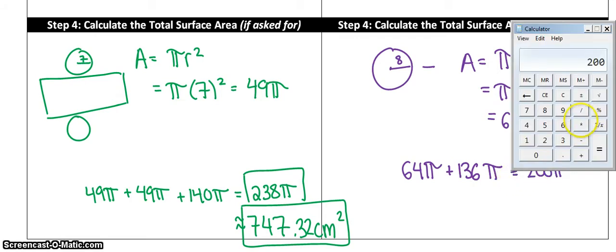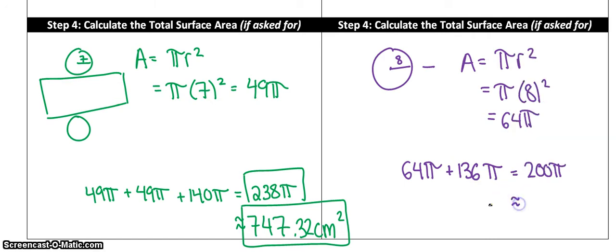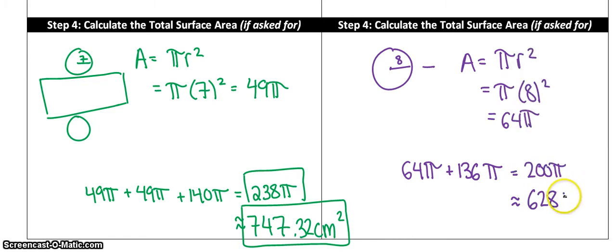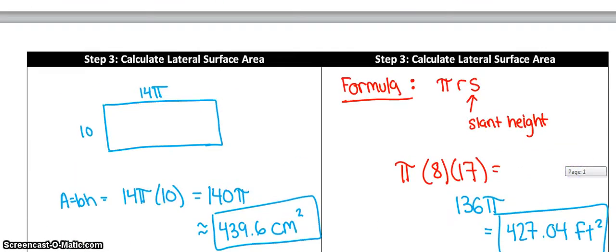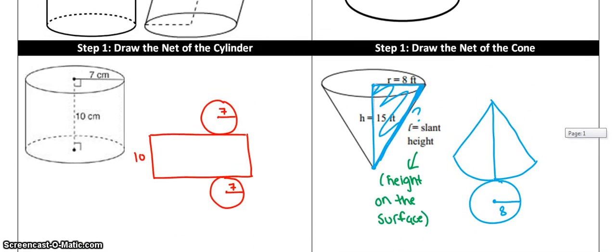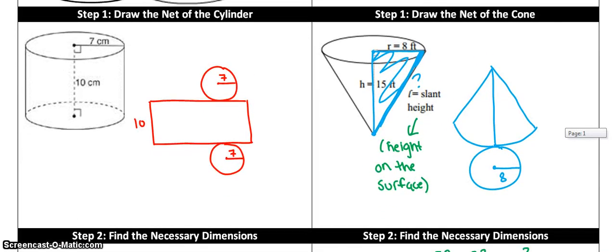That's exact. If I want, I can multiply 200 times pi to get my approximate, which is approximately 628. If you use the pi key, you might get some decimal places. Since I just rounded to 3.14, I did not. And that is feet squared, again, for the total surface area. Okay, so both of these are good answers. One's exact, one's approximate. Okay, so the one new formula you do need to know is that the lateral surface area is pi times radius times your slant height. You can go on my website and figure out where that comes from. I'm not going to derive it in this video for the sake of time. Okay, but otherwise, now you should be able to calculate the surface area of a cylinder and a cone.